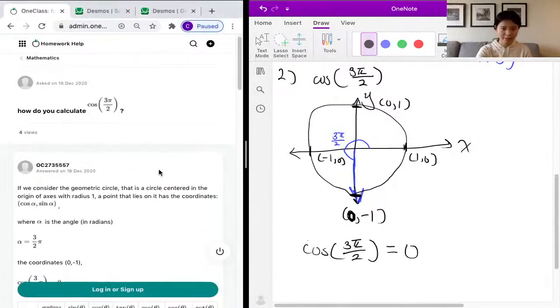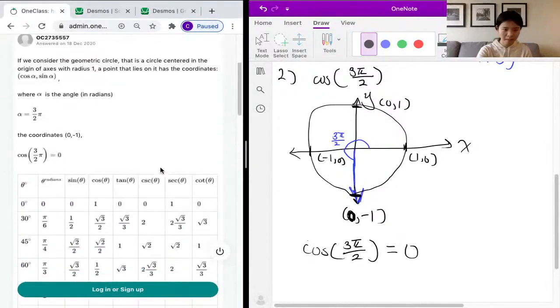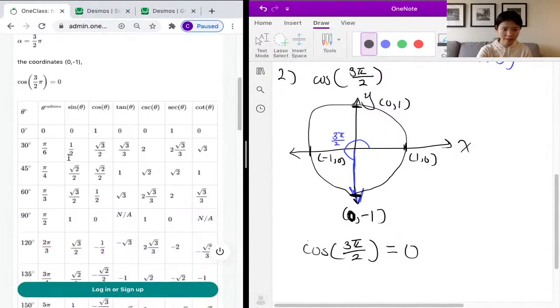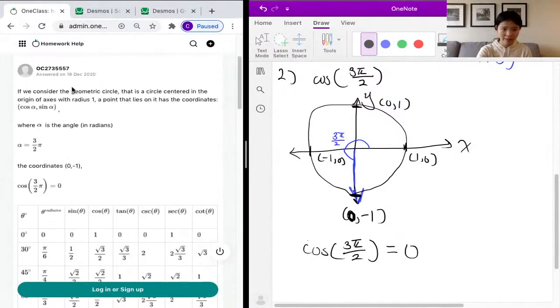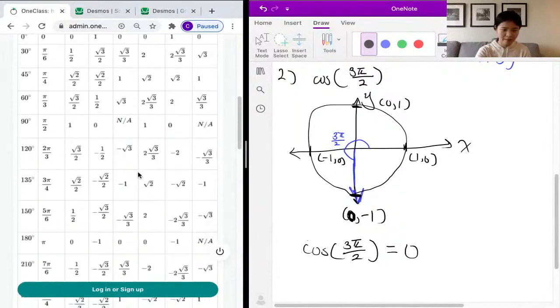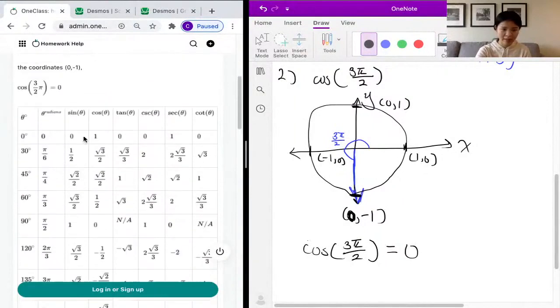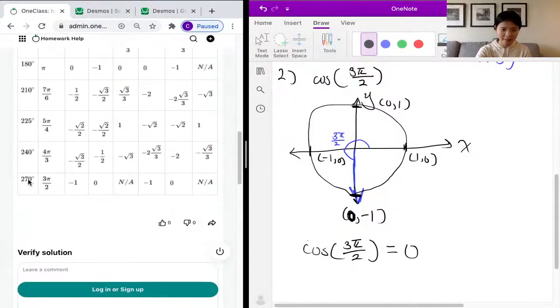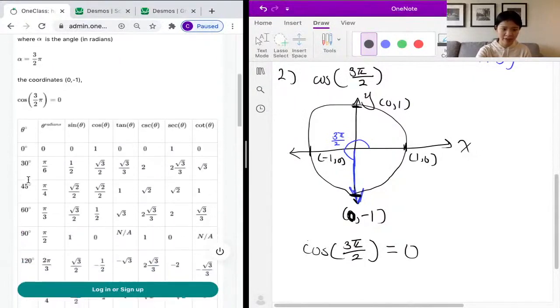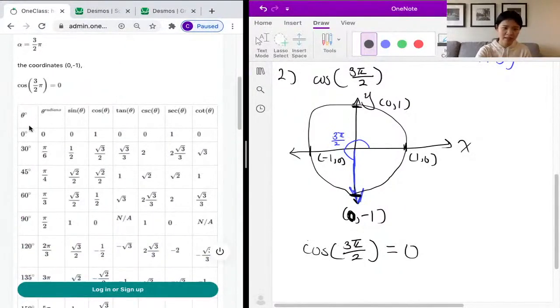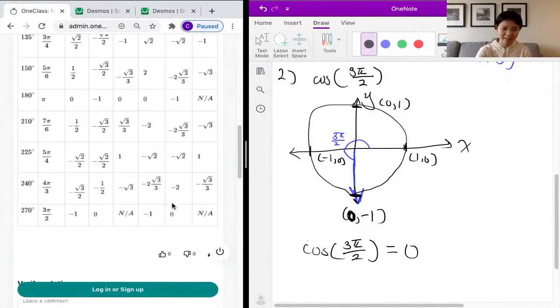Let's look at the sample solution here. Yes, the sample solution also said that we should consider the geometric circle, assuming they meant the unit circle, because it is the special circle. And here they also had the values of commonly seen angles listed over here. It's quite comprehensive actually. But again, I don't like memorizing this whole table.